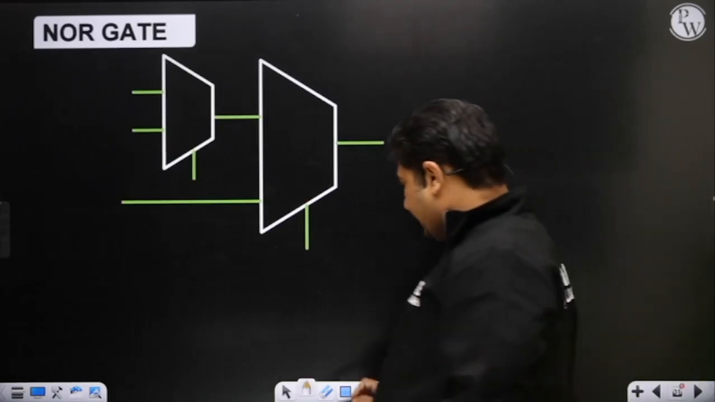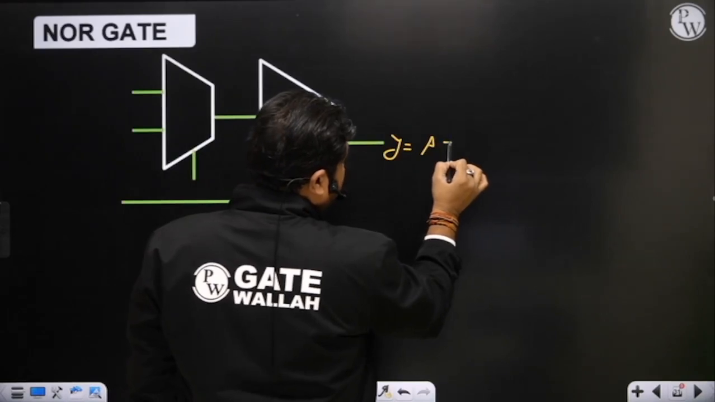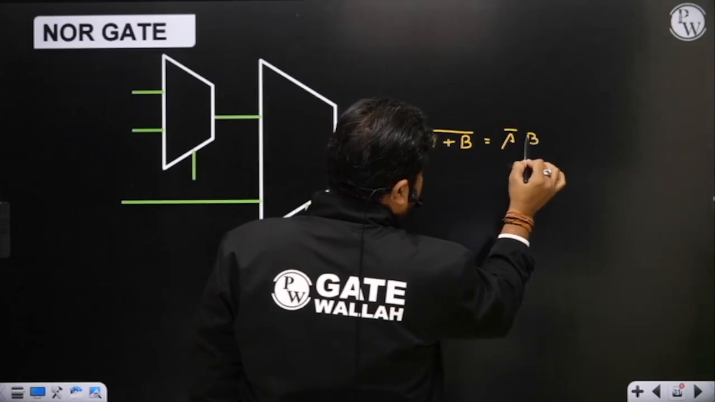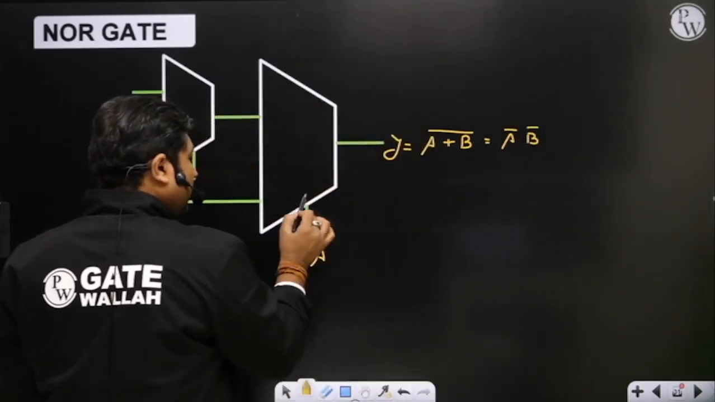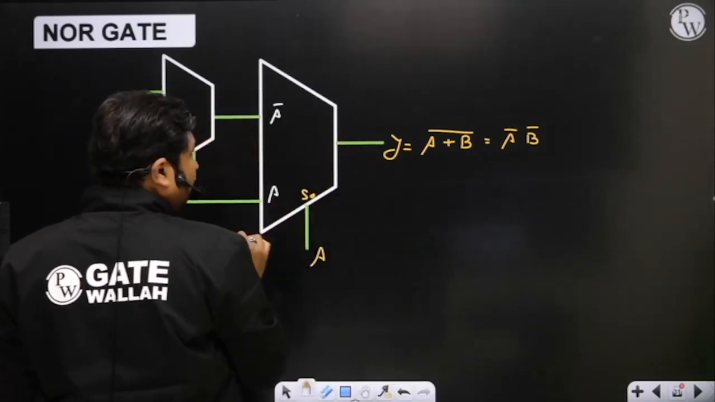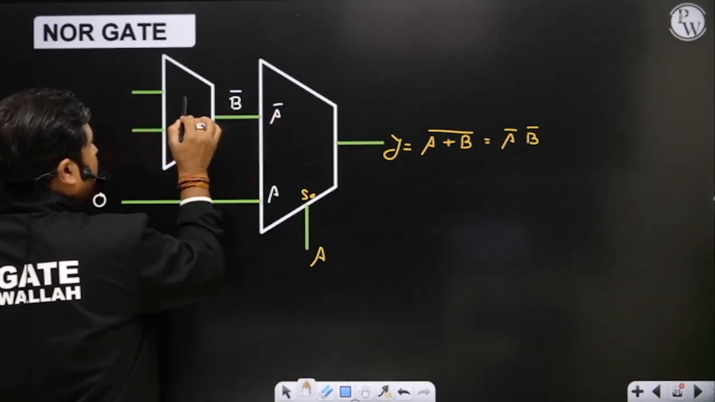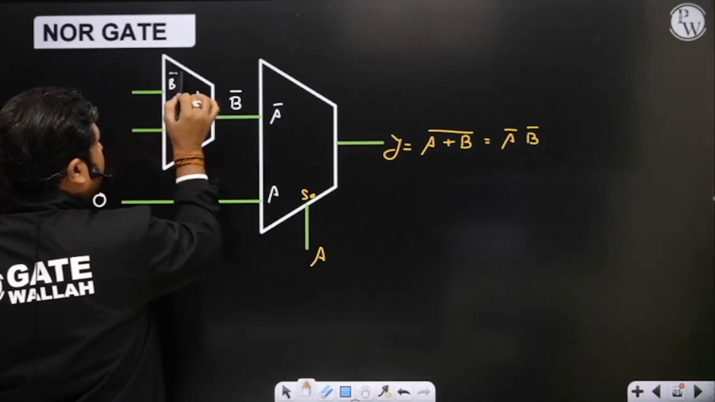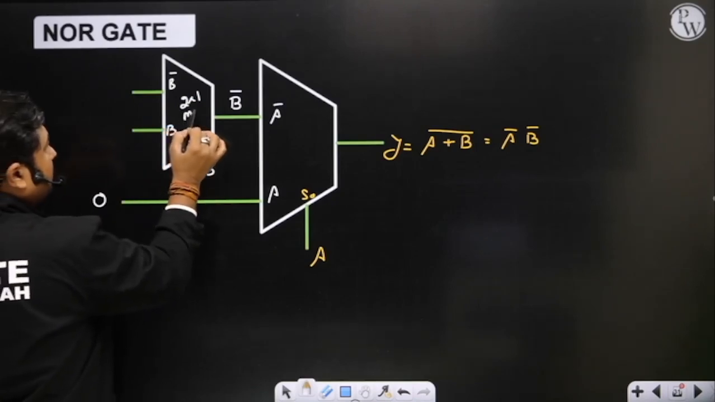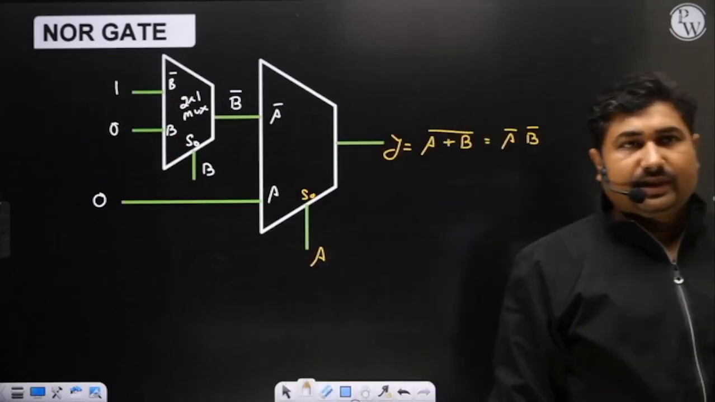Now, please observe the NOR gate. How to implement the NOR gate, sir? We want y is equal to (a plus b) whole bar. It means we need to implement a bar b bar. Very easy, sir. You can put A onto the select line. Because of the select line action, A bar and A are available here. So you can apply 0 here and B bar with A bar, so you need B bar. But we don't have B bar. In order to get B bar, again we need one more 2 cross 1 size mux, which will be connected in this manner. Is it okay? Yes, sir.